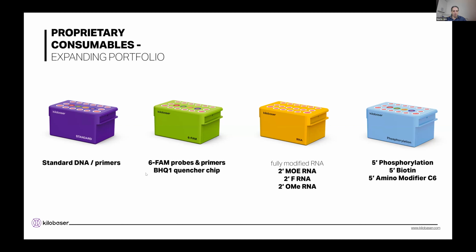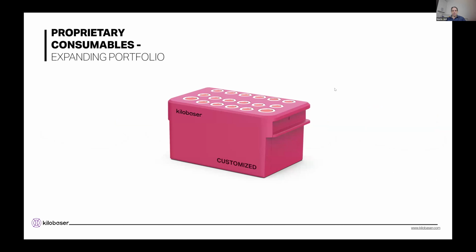For example, fluorescent probes are, of course, the most commonly used modification, but we can also do some sorts of RNA, like Mark mentioned, fluorinated and methoxylated RNAs, and a few 5' phosphorylation and biotin modifications. So it's possible to get customized cartridges based on your requirements.